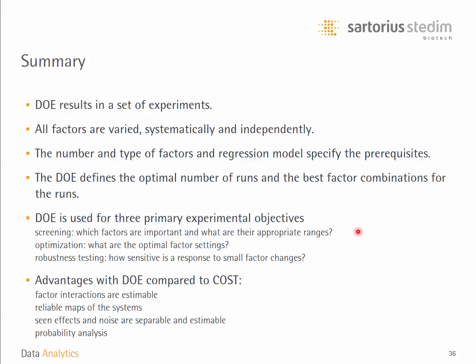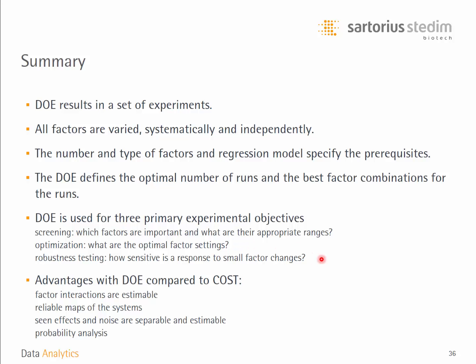So in the screening, we are looking at many factors, and we want to sort out the most important ones and also find out the appropriate numerical ranges in which to investigate them. In optimization, we want to extract much more detailed understanding of how the factors influence the responses.